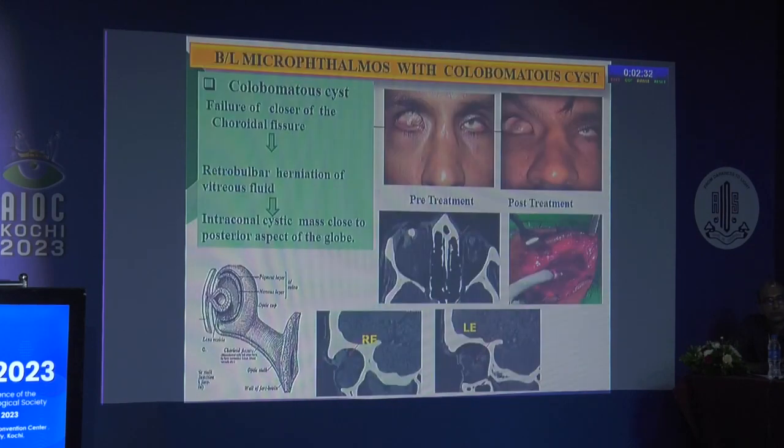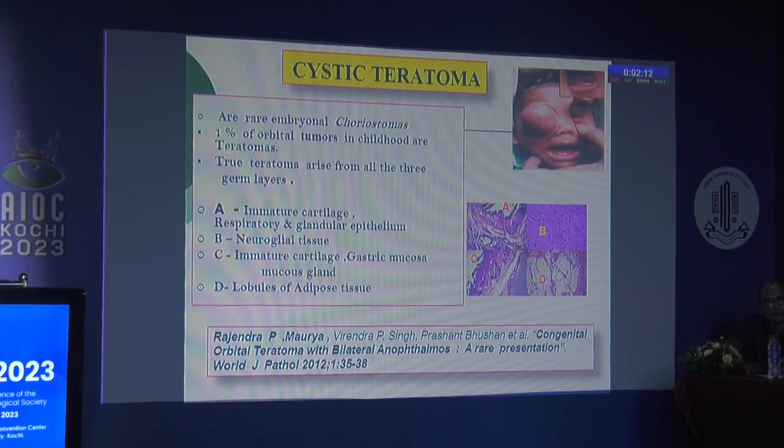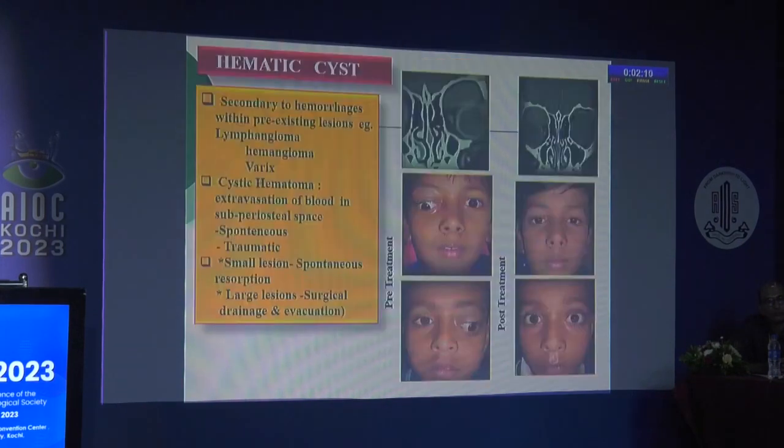Some of the rare entities that we found were bilateral microphthalmos with colobomatous cyst, which occurs because of the failure of closure of the choroidal fissure. Then there was a case of cystic teratoma, which is a rare embryonal choristoma. 1% of the orbital tumors in childhood are teratomas. Teratomas arise from all the 3 germ layers.